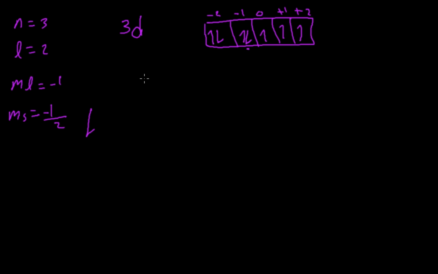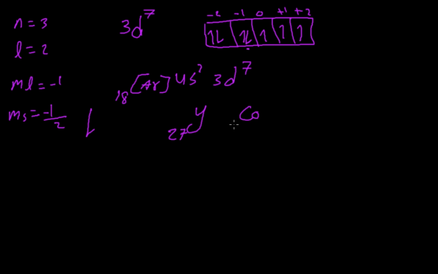So you have to follow the building up principle. So you have 3d7 at the moment, and you should do the electronic configuration. So you have argon 18, then after that 4s2, then 3d7, right? So you have a 3d7. That means you have an element, let's say this element is Y27, and 27 is cobalt. This should be cobalt 27.